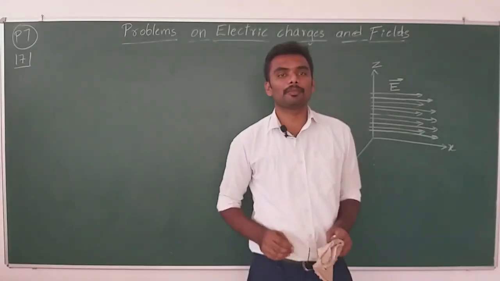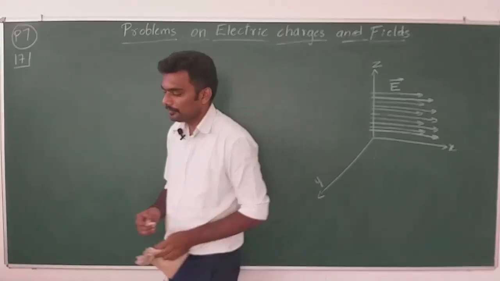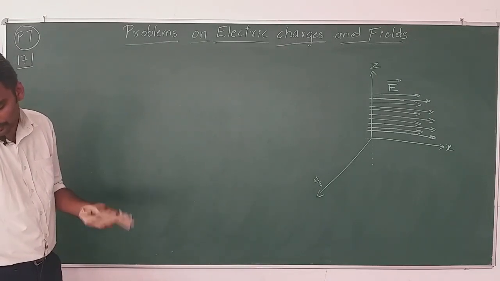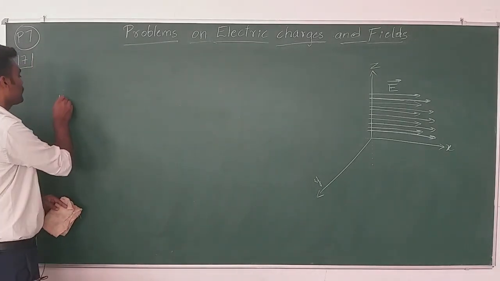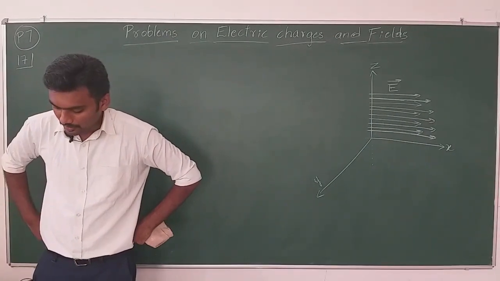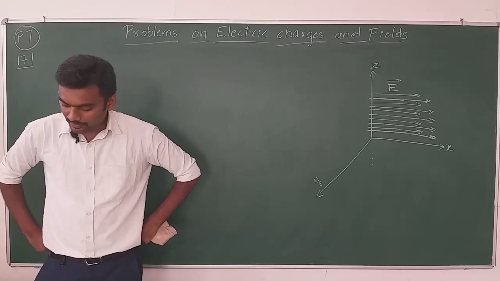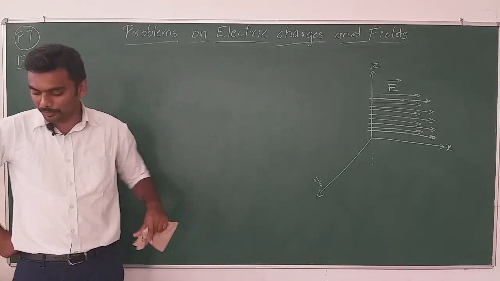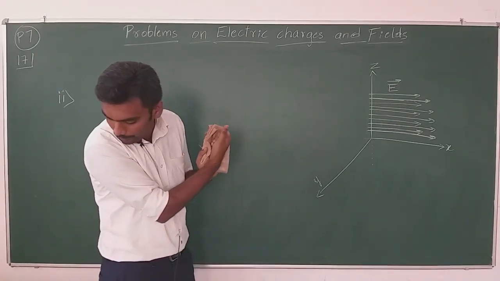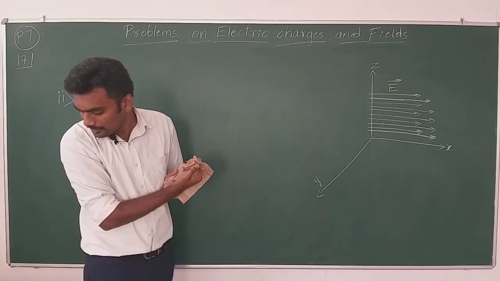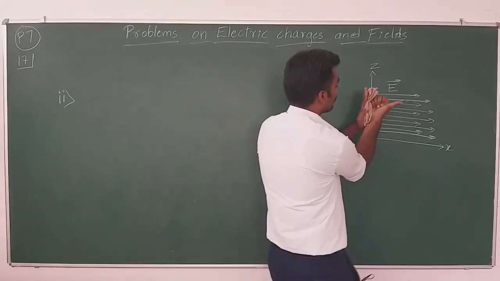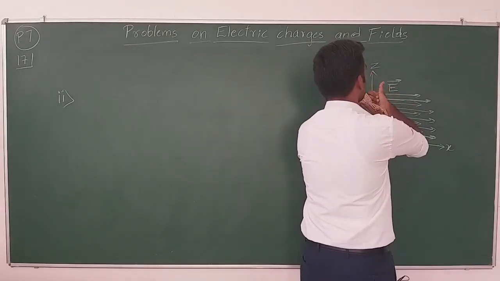Now in the second part of the problem, what is the flux through the same square? Okay, it's the same square given, which means of side 10 centimeter. What is the flux through the same square if the normal to its plane, okay, normal to the plane of the square, like this, makes an angle of 60 degree with the x-axis. So this normal is making an angle of 60 degree.